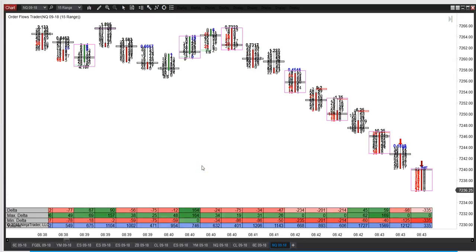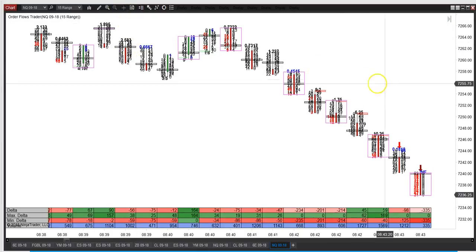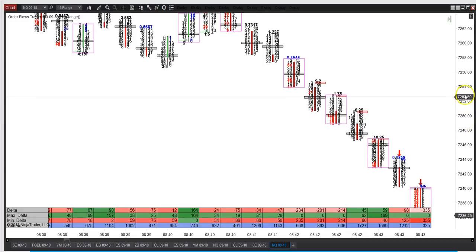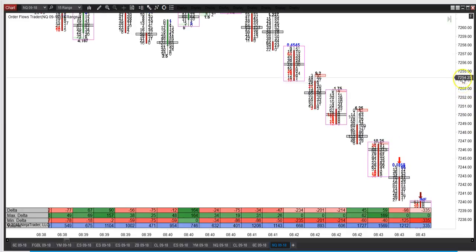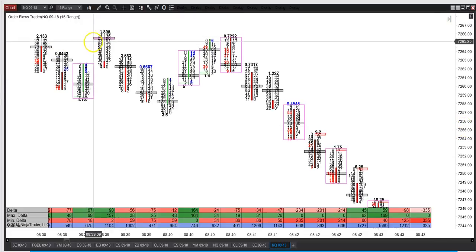So think about that. You're talking a move from here. All right, let me draw the line here. Here. Now again, people say, oh, you're just picking that level. No, this is the software. This is what it does. Prominent point of control right here. Where do we rally back up to? Rally right up to that price.